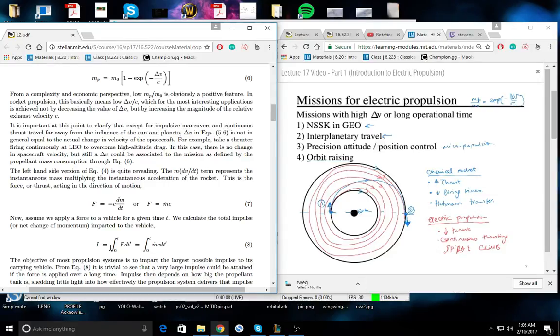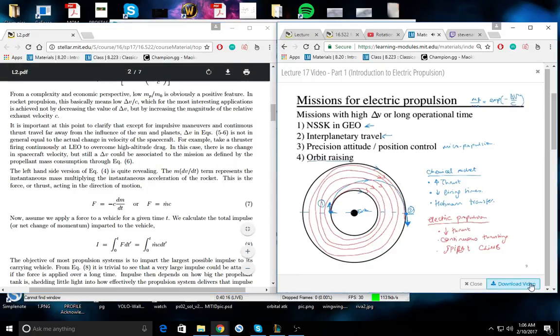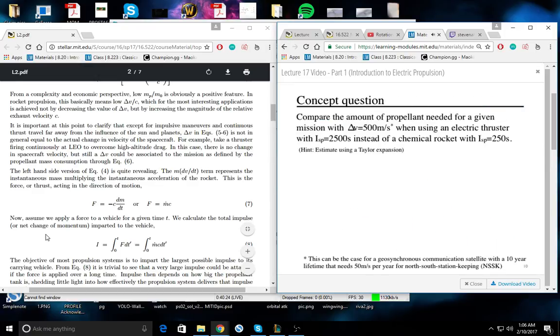If there are no questions, let's do a little concept question to finish up this part of the lecture, before we go into the fundamentals of electric propulsion, to fix some ideas. Compare the amount of propellant needed for a given mission with a delta V of 500 meters per second if we use an electric thruster with a specific impulse of 2,500 seconds instead of a chemical rocket that only has a specific impulse of 250 seconds.